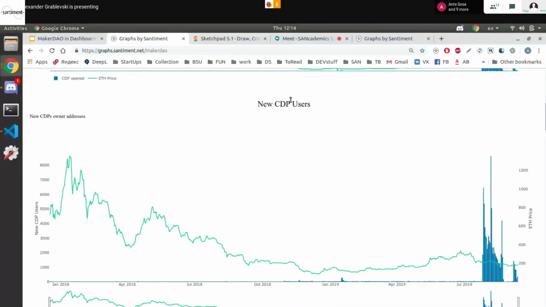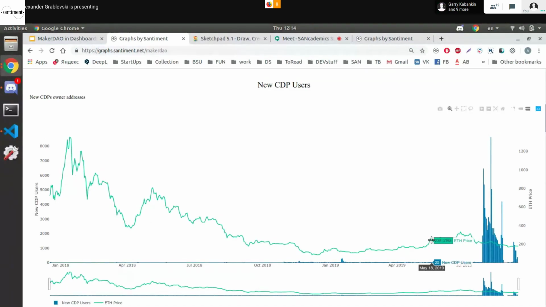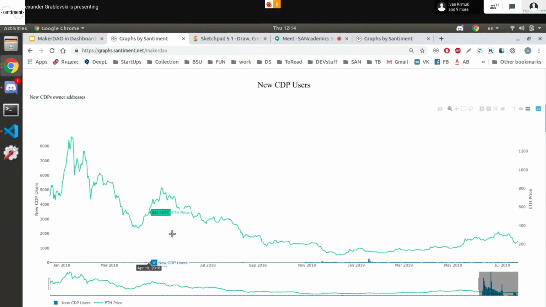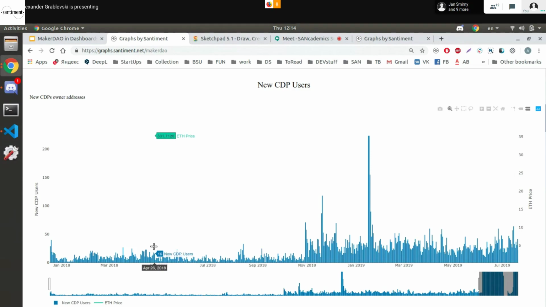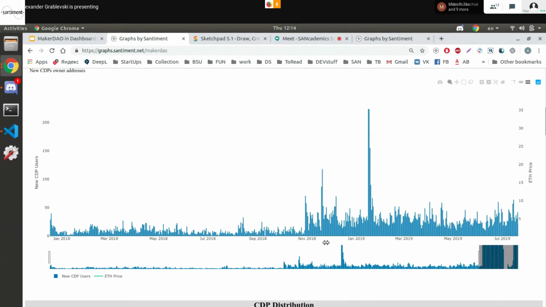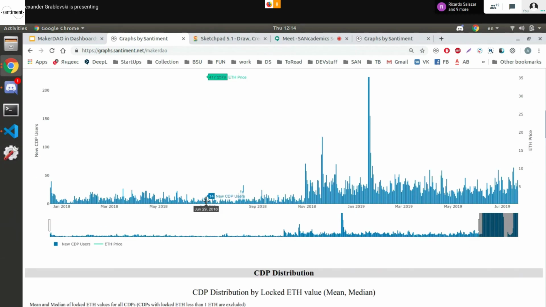New CDP users, that's basically the new addresses that open a CDP each day. And again, let's filter out this Coinbase effect by doing this, and this. And we see that there are actually not so many new addresses opening CDPs all the time, but I think the positive dynamics is in here. So it could be a sign that the MakerDAO system is live and gaining new users, which is awesome.